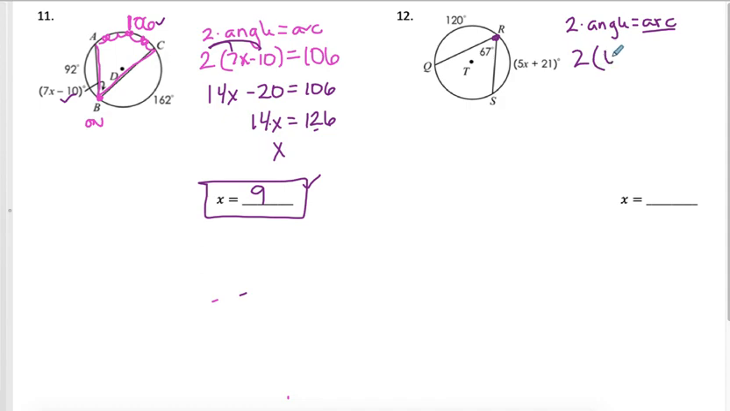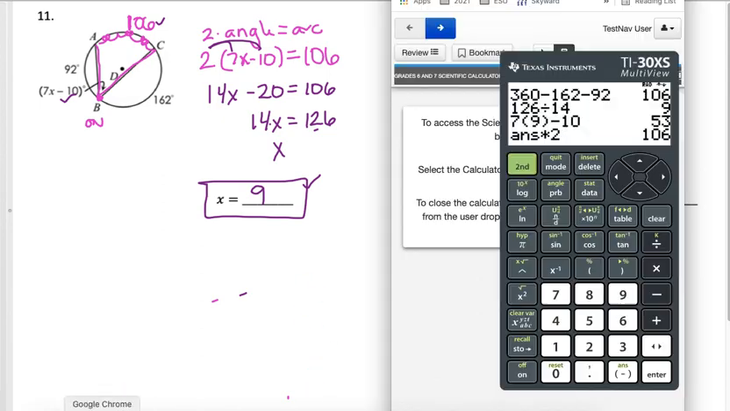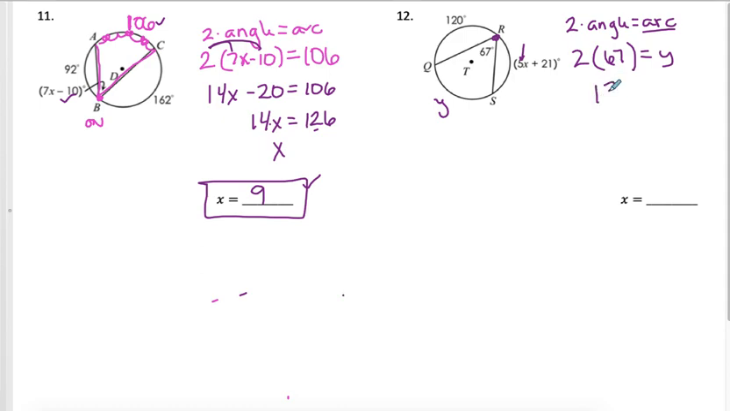So we're going to do 2 times the 67 is going to give me this arc out here. And maybe I don't want to use x. Maybe let's use y out here since I'm looking for x here. All right, so 2 times 67. Why am I not doing this on the calculator here? All right, we get 2 times 67. Oh boy, I was off, 134. So we know that this arc out here is 134.